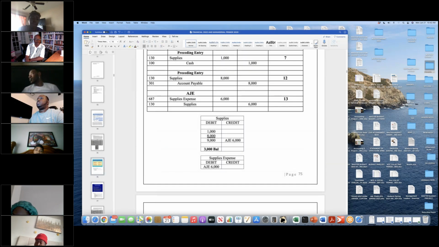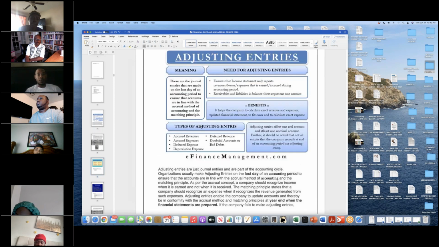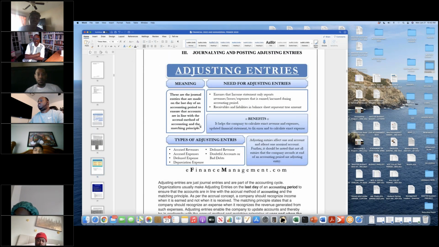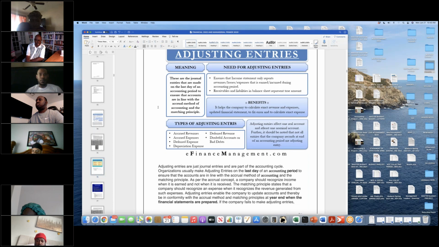All right, time for adjusting entries. And at times, we're going to have problems on adjusting entries because you're not told what the amount is. You're not told what the amount is. So this is a nice little summary. I said this to you. You do need to read this.